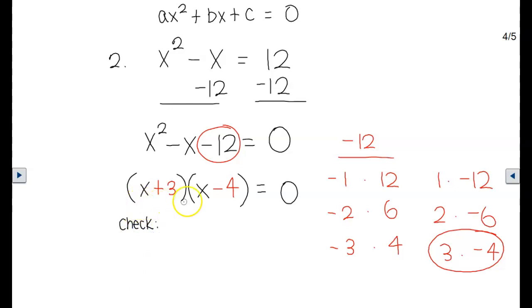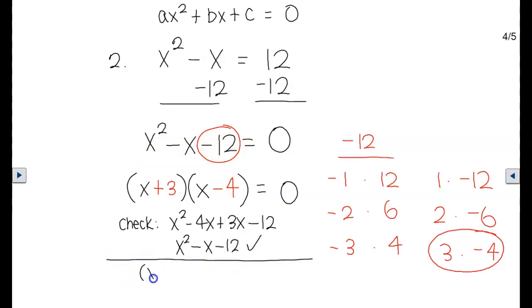We're going to do x times x and get x squared. We're going to do x times negative 4 and get negative 4x. We're going to do 3 times x and get positive 3x. And we're going to do 3 times negative 4 and get negative 12. Then, when we combine like terms, negative 4x plus 3x is negative 1x. We get x squared minus x minus 12, which is exactly what we wanted, so that checks.